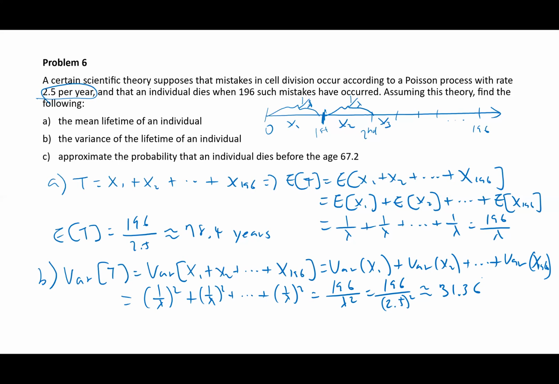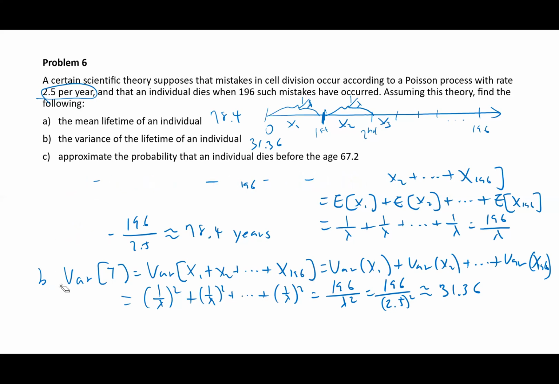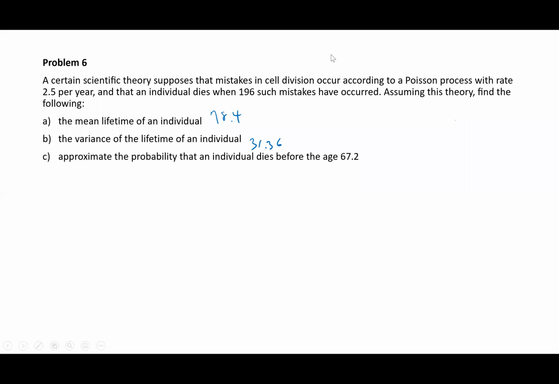So I'm gonna make a little bit of space for myself. Okay, so I'm gonna write down the answer for part A up here. It was 78.4 years. Okay, and then for part C, it was 31.36. So then I'm gonna delete all of this. Okay, pause it really quick. Okay, resuming here, I erased everything off. I want to find now part C. Approximate the probability that an individual dies before the age of 67.2.